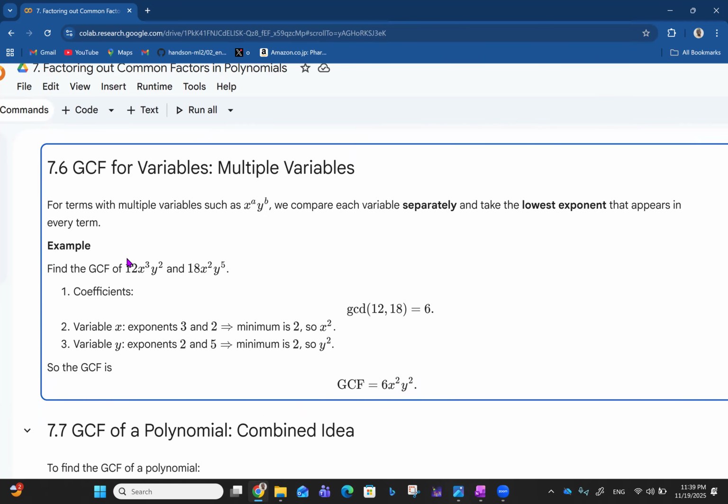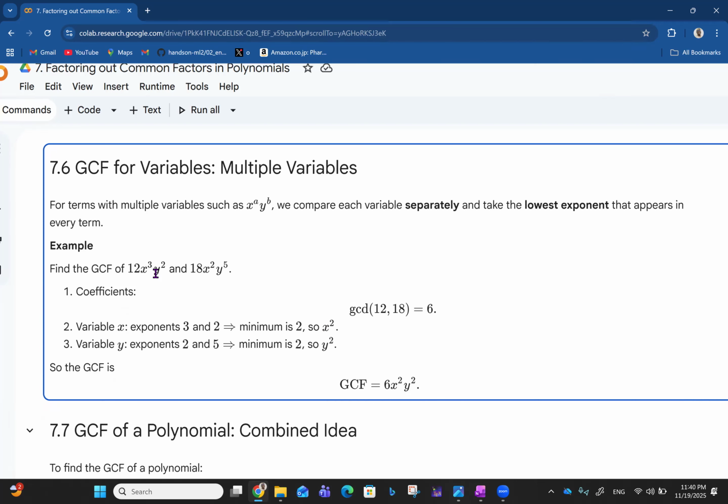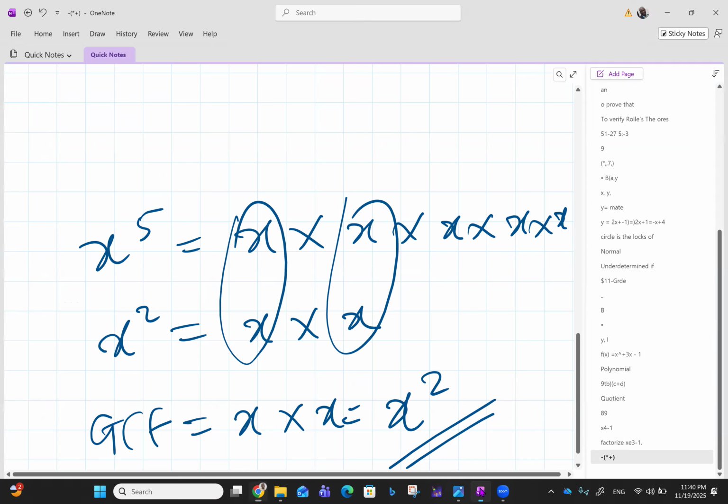So for 12 and 18, the greatest common factor is simply 6. That's the biggest number that divides both 12 and 18. Then for x cubed and x squared, x squared, just like what we've learned already, is the greatest common factor. And for y squared and y raised to power 5, of course, y squared is it. So the greatest common factor is simply 6x squared y squared. But if you want to be explicit, like I've always been doing, 12x cubed y squared, all right?